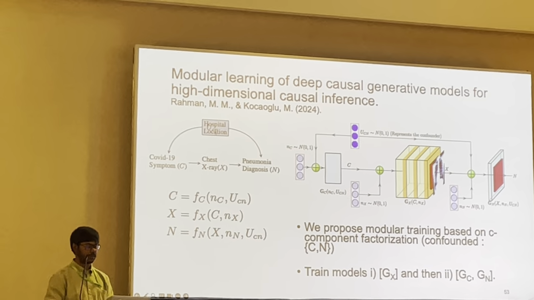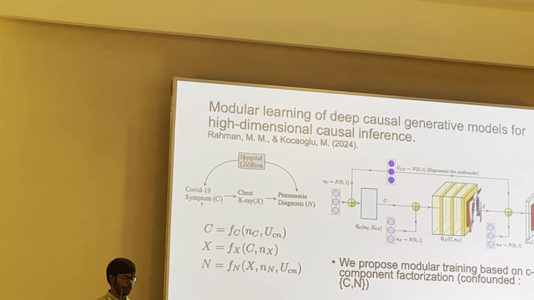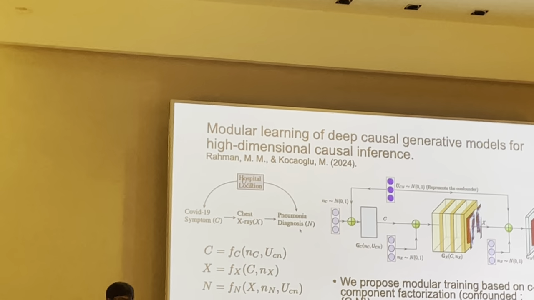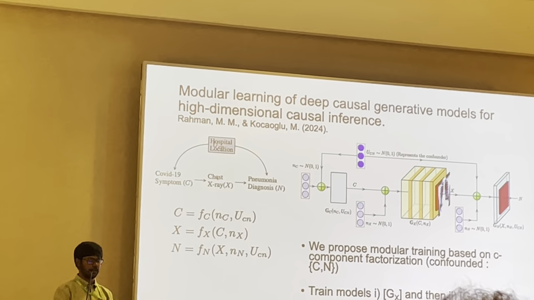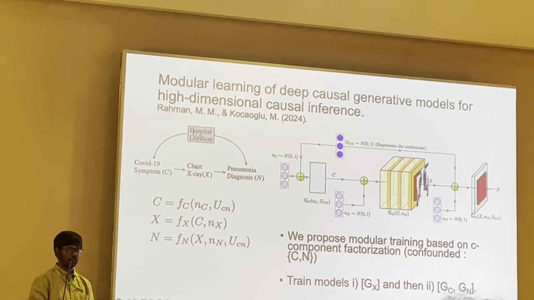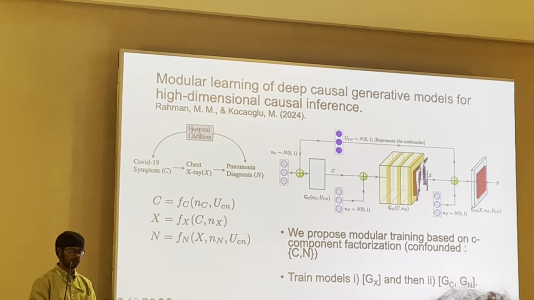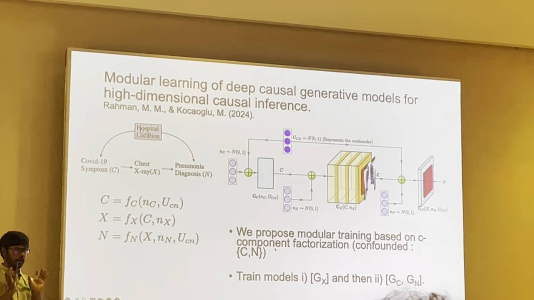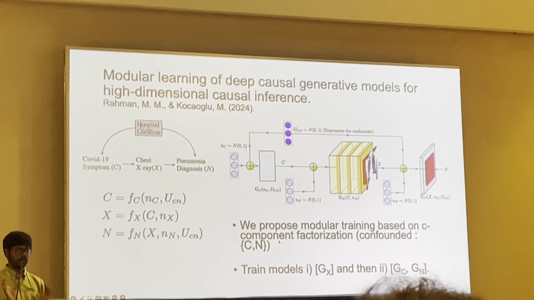For example, here hospital location causes both COVID-19 and pneumonia, so that's a C component. Another variable that is not connected to any other variable with an unobserved confounder is another C component. So what they do is split this training process based on C component.